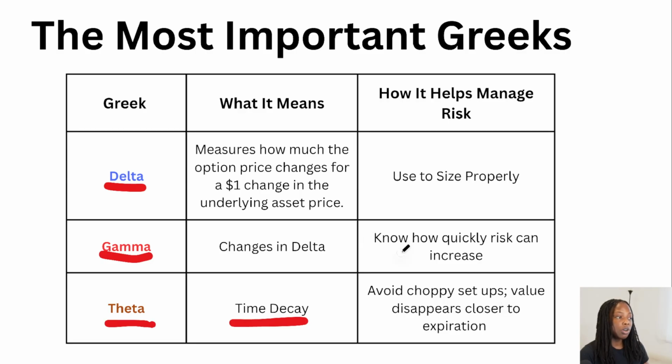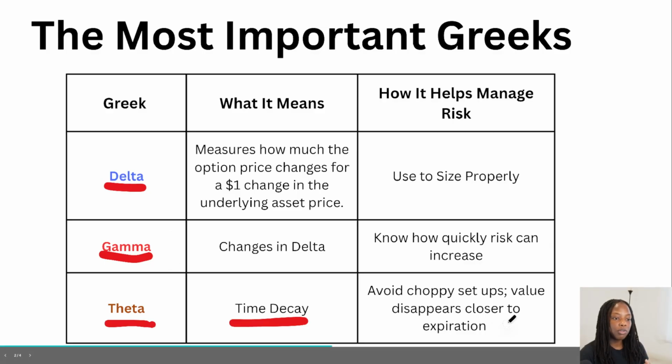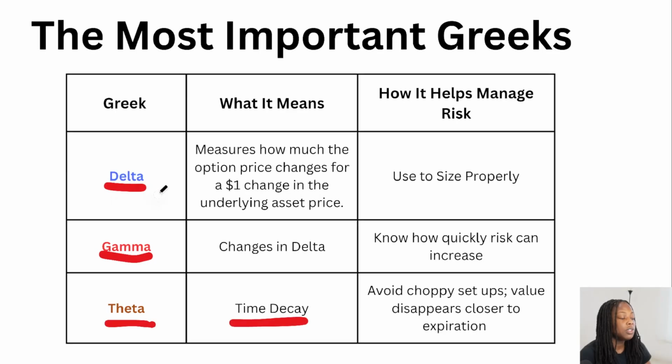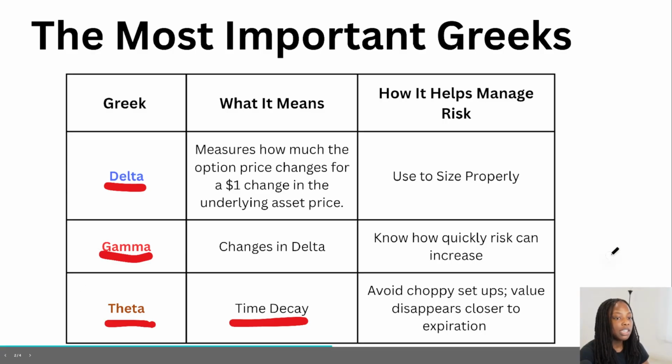So you need to understand how to use the delta, the gamma, and the theta to your favor so you can manage risk, because options is not really forgiving. If you're wrong, be wrong fast. You can find the delta, gamma, and theta on the option chain in your broker.